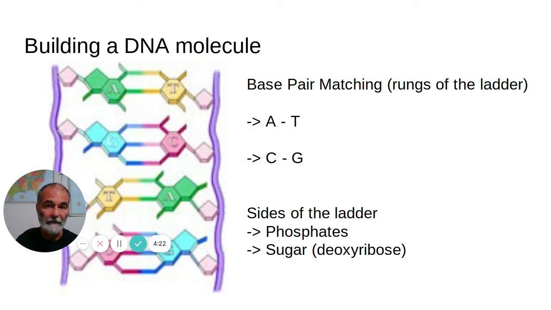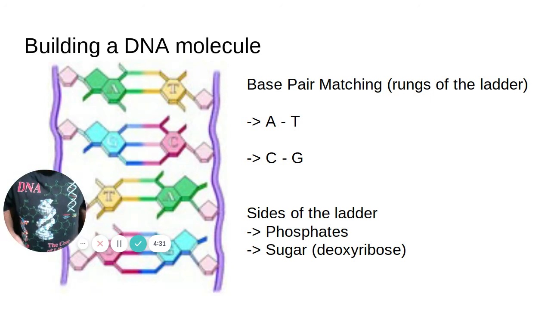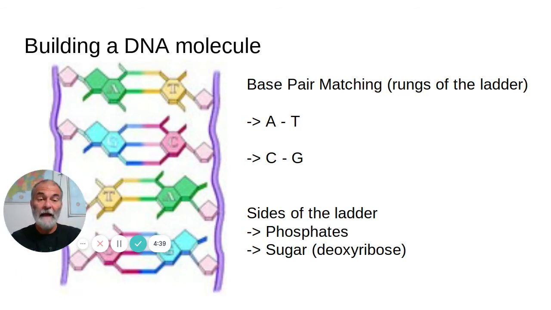The rungs of the ladder are then the base pairs. Those are A, T, C, and G. And you can see I have little chemical formulas of all those A, T, C, and G here on my shirt: adenine, thymine, cytosine, and guanine. Now, A always matches with T. If you remember it, A and T are letters that only have straight lines in them. C always matches with G. C and G look alike.